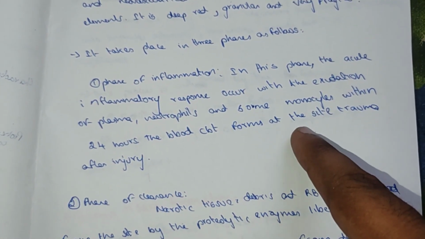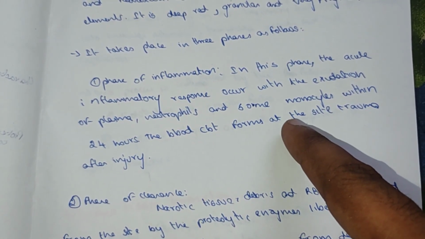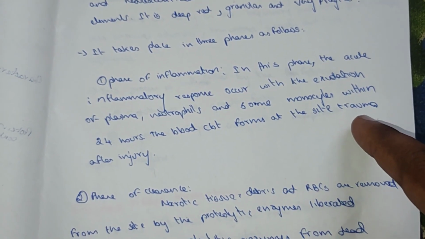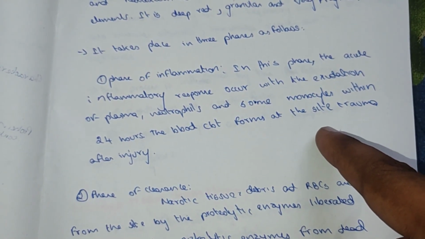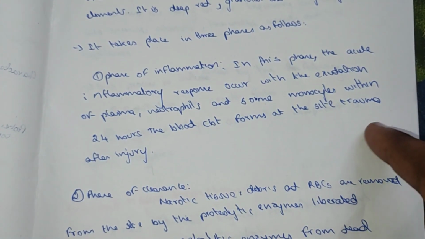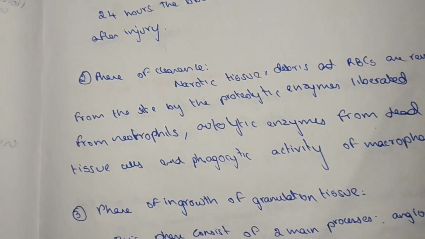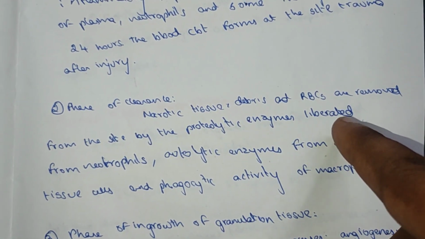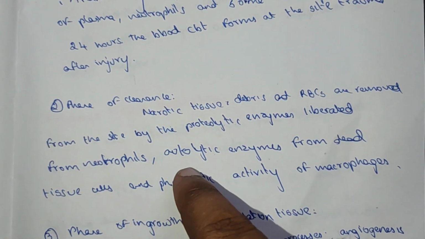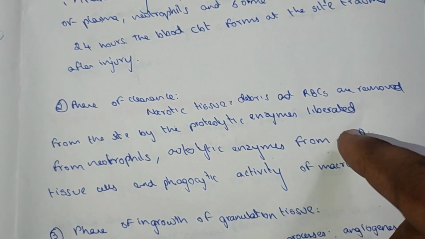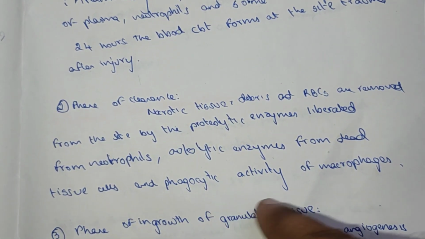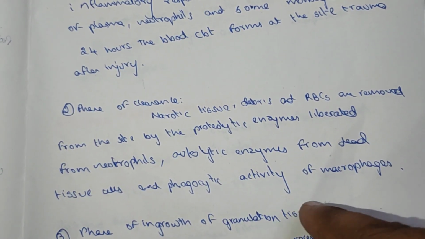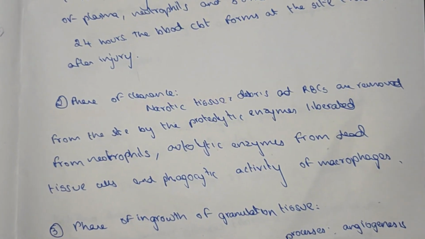The phase of inflammation: in this phase, there is an inflammatory response and exudation of plasma, neutrophils and some monocytes within 24 hours, and the blood clot is formed at the site of trauma after the injury. The phase of clearance: the necrotic tissue debris and the RBCs are removed from the site by the proteolytic enzymes liberated from the neutrophils, autolytic enzymes from the dead tissue cells and phagocytic activity of the macrophages.